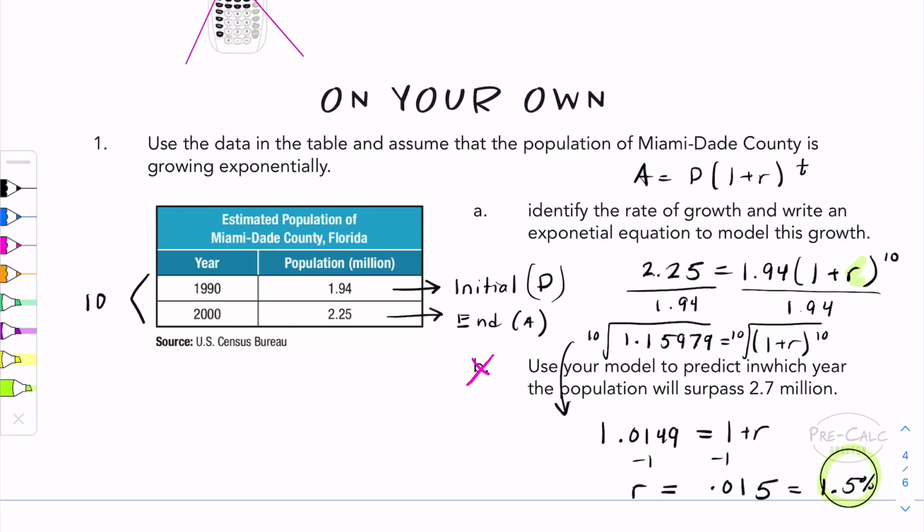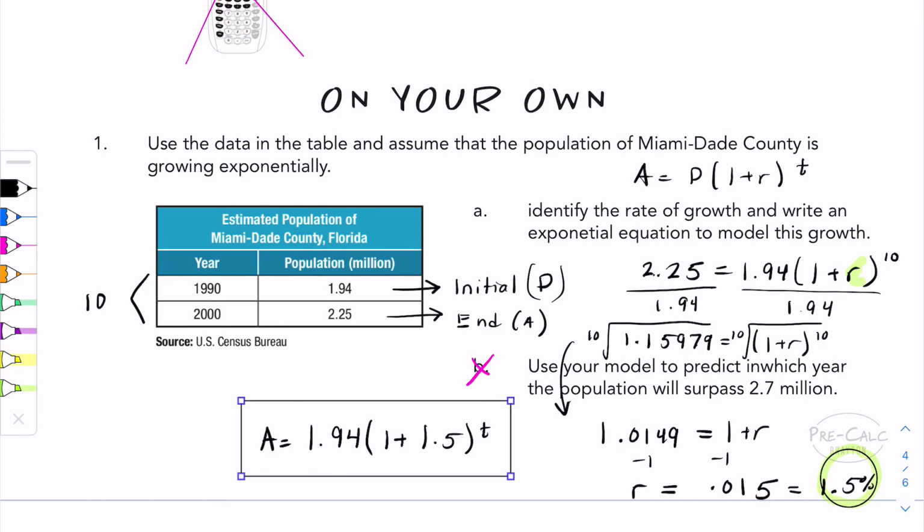So if the directions tell us to write a function, I could write this function as A equals 1.94 multiplied by 1 plus 1.5% raised to the power of t. So we could substitute any time and we could find out the population of Miami-Dade County. Remember, you're only substituting values into your final answer that would allow you to solve for any time. So you definitely don't want to include your answer because obviously that wouldn't allow you to solve for any time. And you would want to leave t as a variable as well. Leaving t as a variable allows you to substitute in any year.